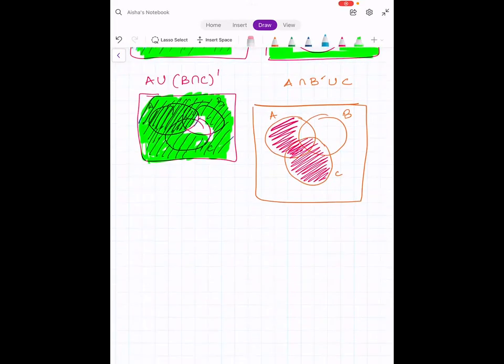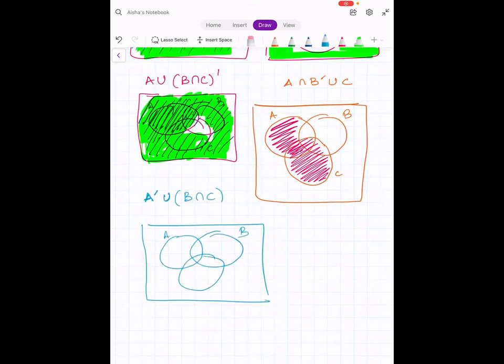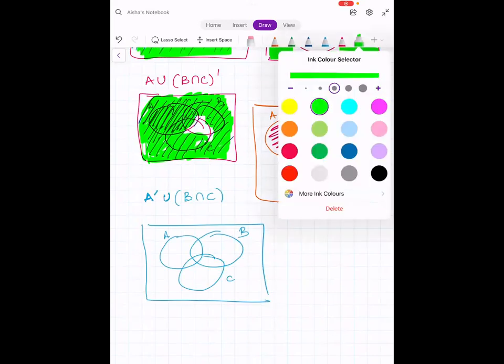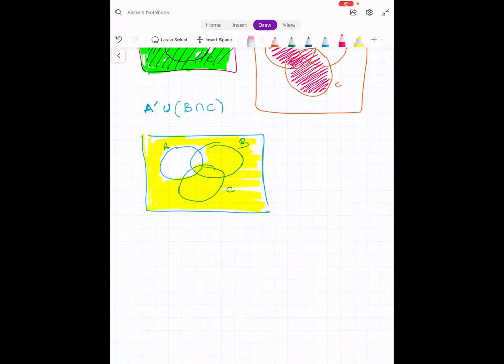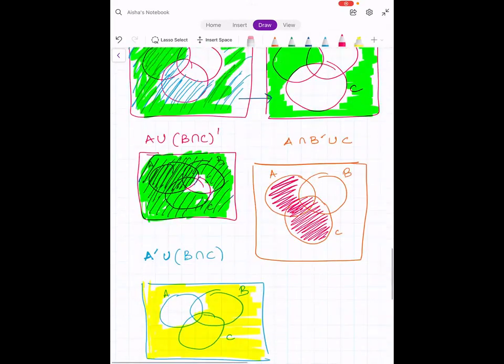All right, another example could be A, B, C. So B intersection C is all of this. Union A complement means everything other than A. I think that's pretty much all the sets and Venn diagram shading.